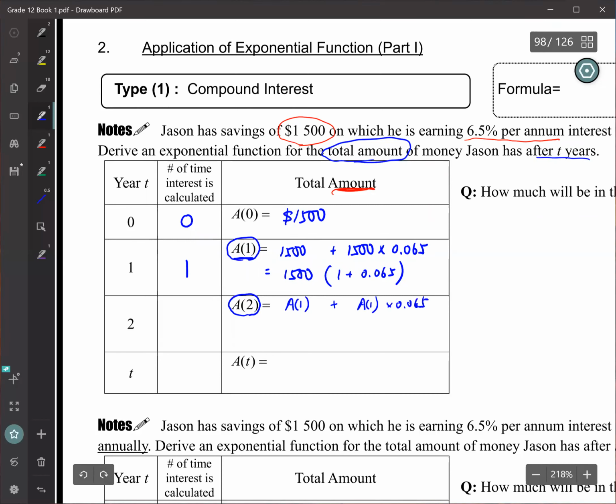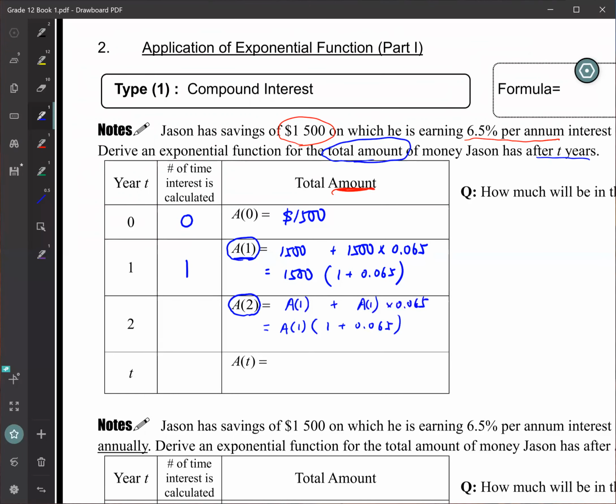You see I'm doing the same thing, but the money that you put in is bigger now, right? Because you already got some interest inside. And then we do the same thing. We are going to factor out the amount after 1 year and then multiply by 1 plus 0.065.